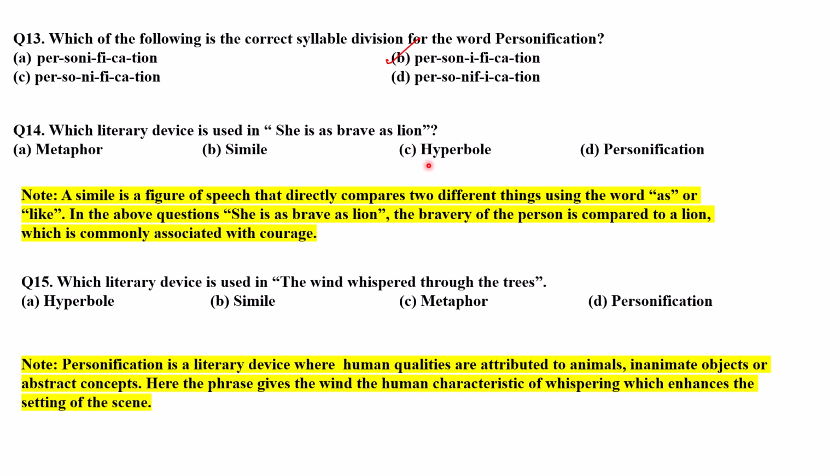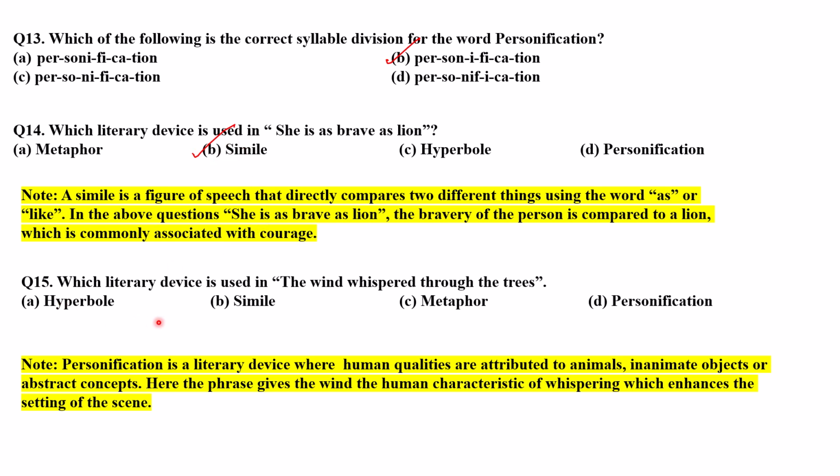You can see here the figure of speech or literary device used is simile, and I've given the small notes also. A simile is a figure of speech that directly compares two different things using the word as or like. And here you can see C is as brave as lion. In this, the bravery of the person is compared with a lion, isn't it? So B is the correct option.